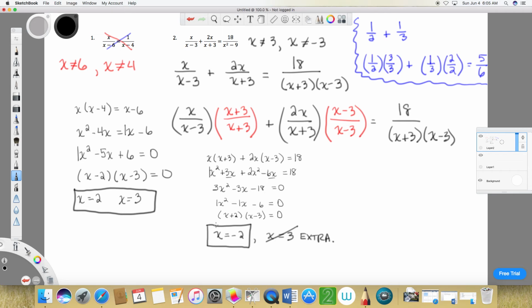To get full credit, you're going to miss the majority of points for these types of problems if you claim that x equals 3 is a solution when really it's not. Then you're not going to get very many points. So be very careful. Always check for extraneous solutions.